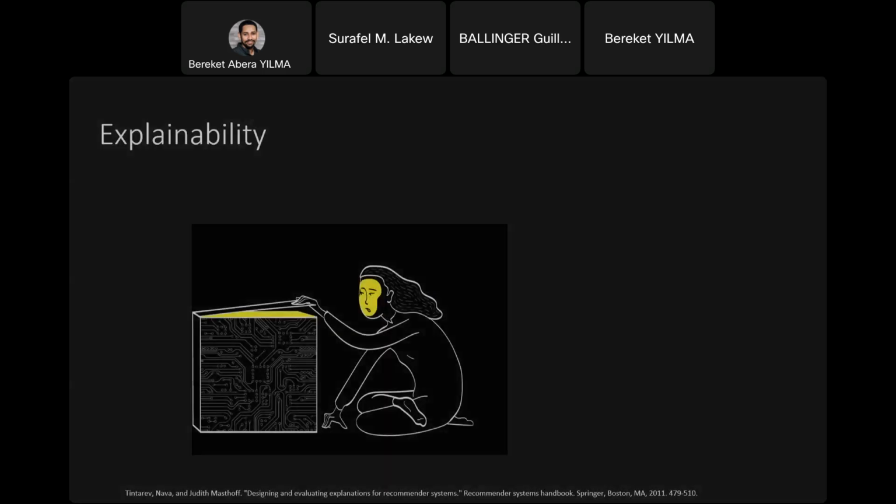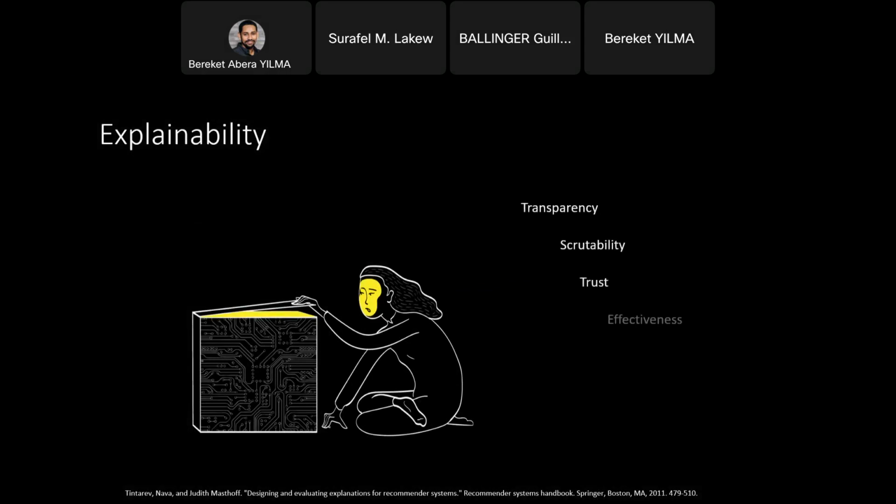So there are a lot of advantages in having explainability, starting from transparency. We are able to understand and see how the model works. We are able to scrutinize it and debug it if needed. And users of the systems start trusting the system. It's quite good because we increase the fidelity of usage of any system.